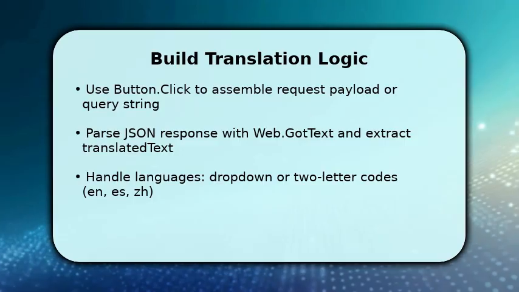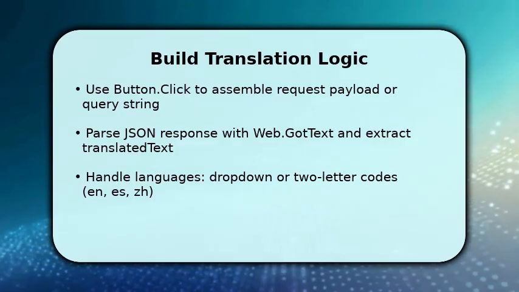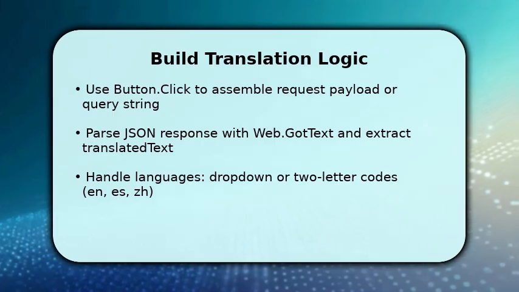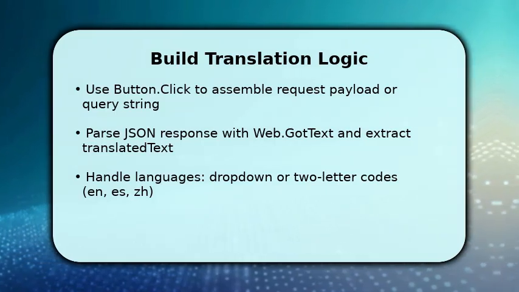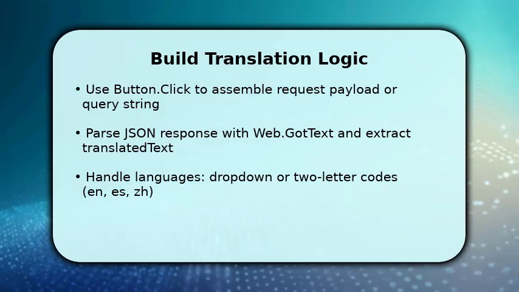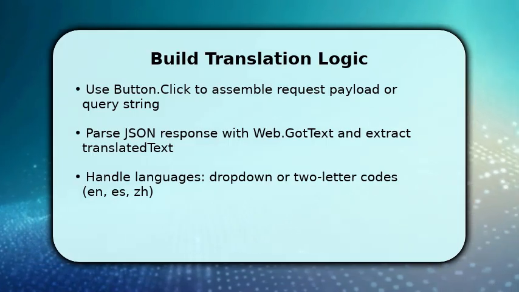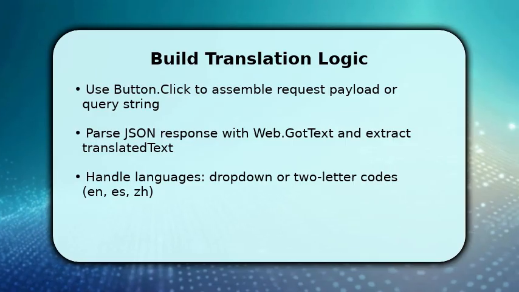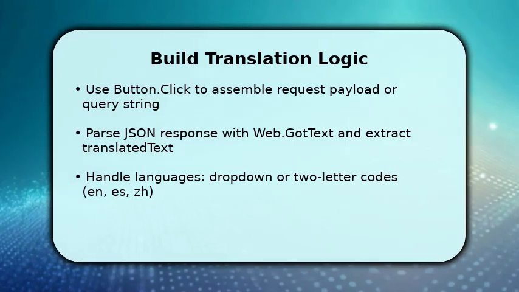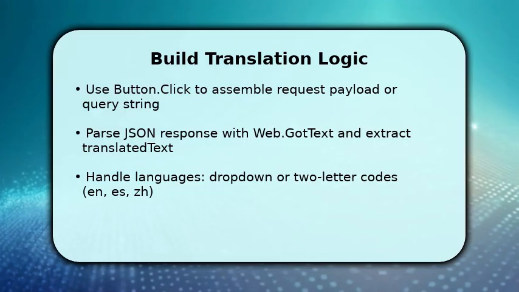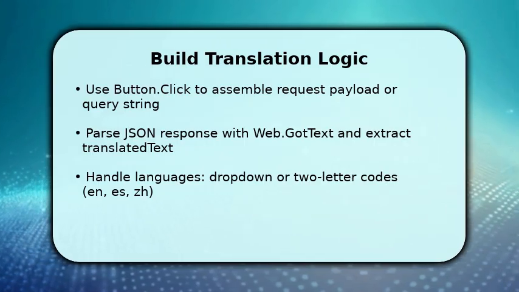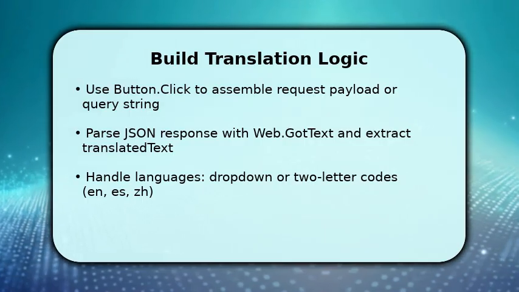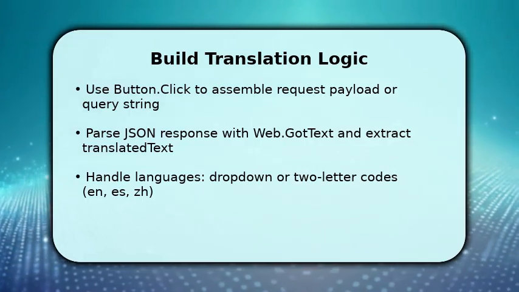You now wire the logic in blocks. On button click, set Web URL or Web post text with source text and target language code, include the API key and headers. Once Web got text fires, parse the JSON to pull the translated text field and set the label text. Use a drop-down or two drop-downs for source and target languages so users can switch quickly. Also, add simple validation for empty input and show a processing indicator while waiting for the response.